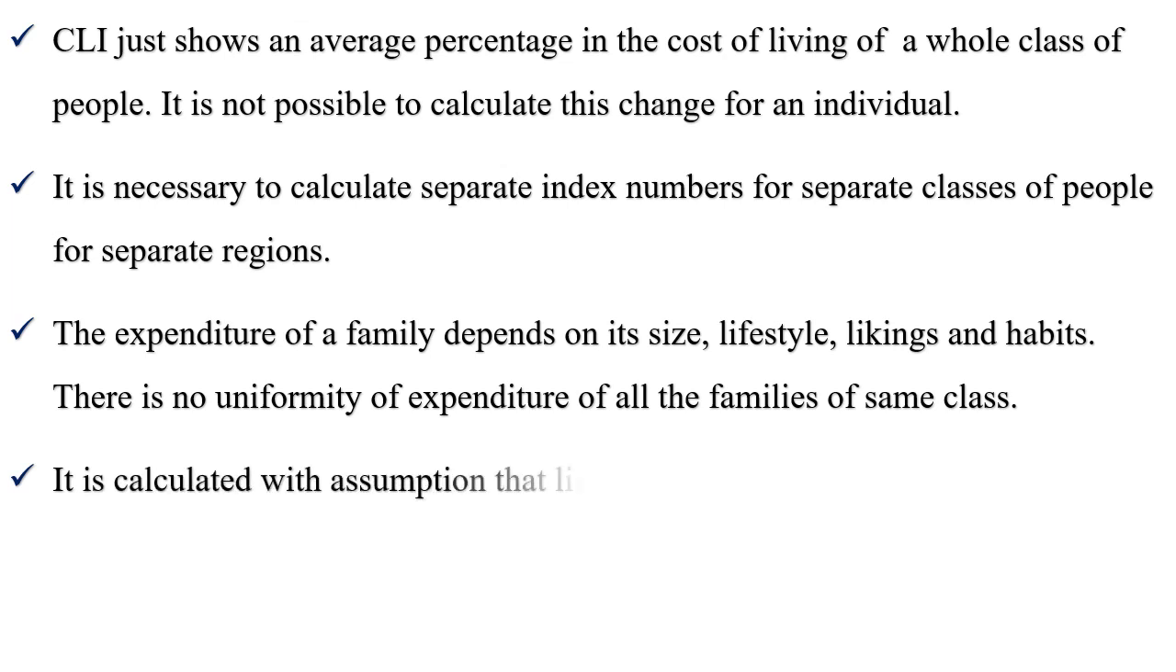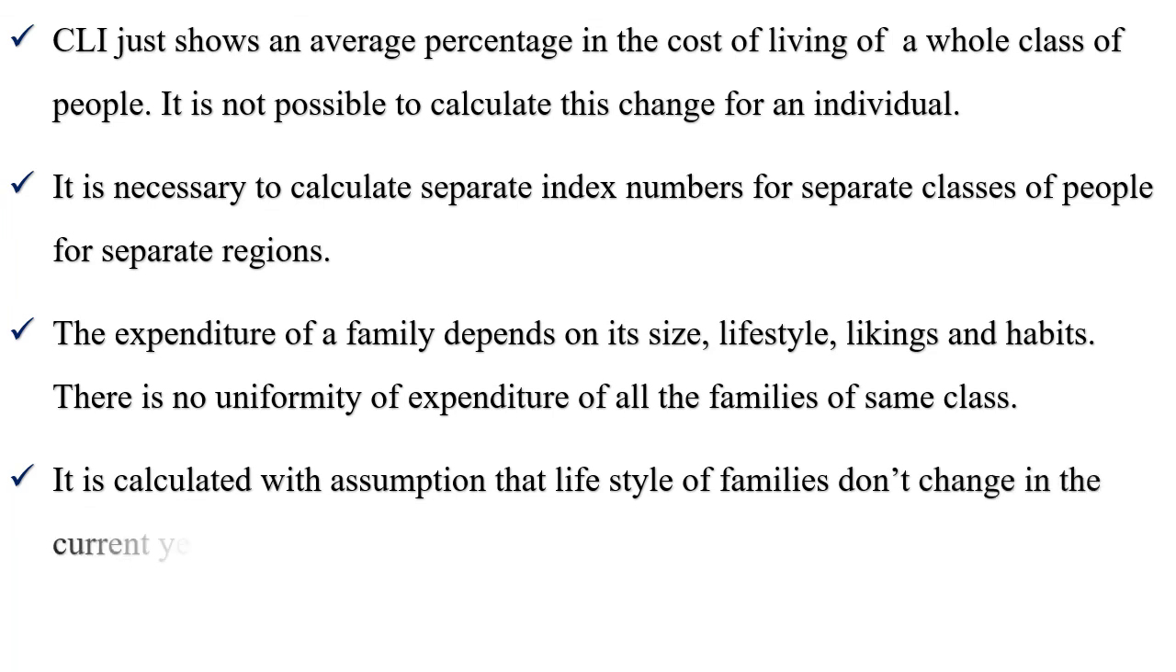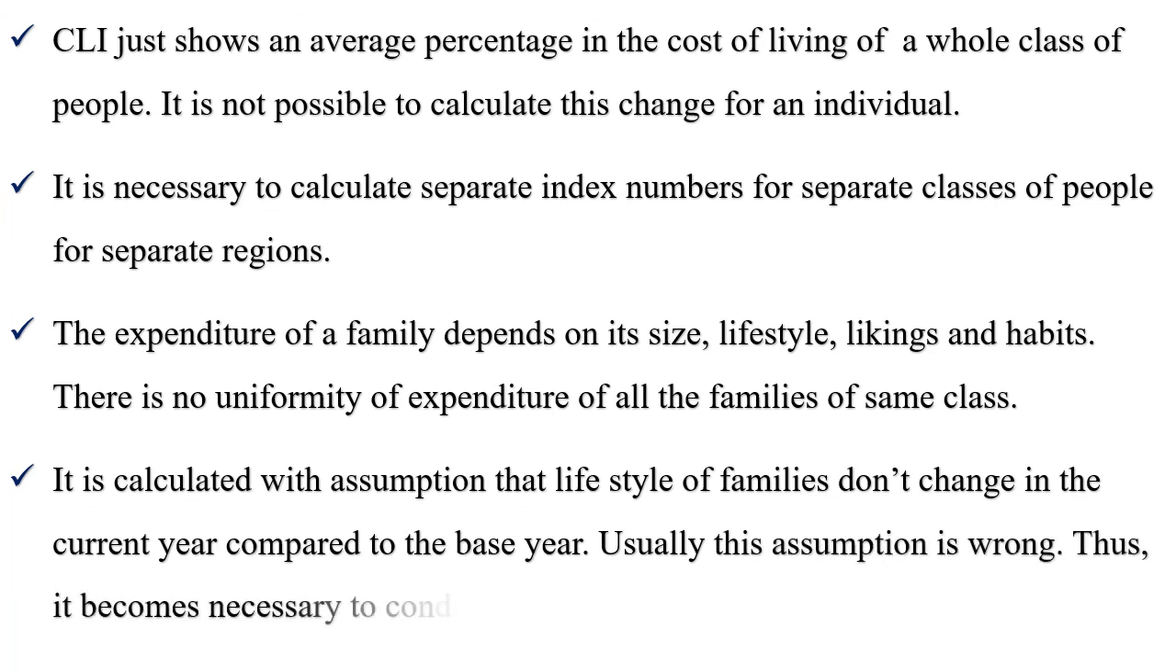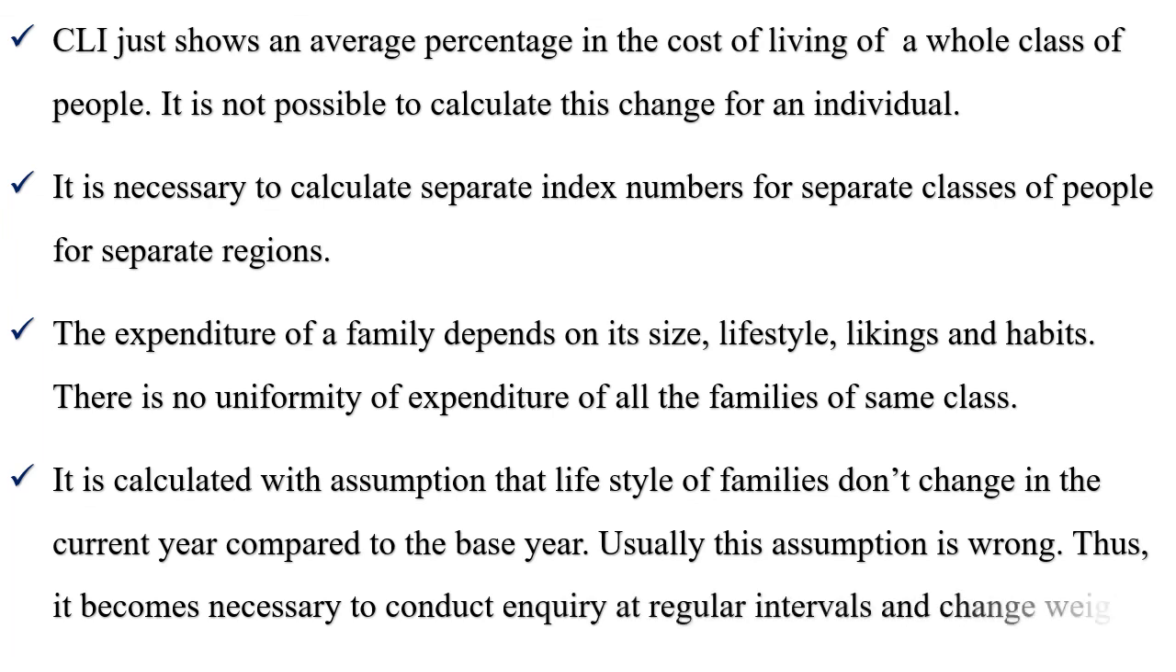It is calculated with an assumption. Now this is a very grave limitation. It is calculated with an assumption that the lifestyle of families doesn't change in the current year compared to the base year, and usually this assumption is wrong. They are trying to say that comparing the years 2018 and 2020, we are assuming that the people who lived in 2018 are living in the same manner in 2020, which is a totally baseless assumption.